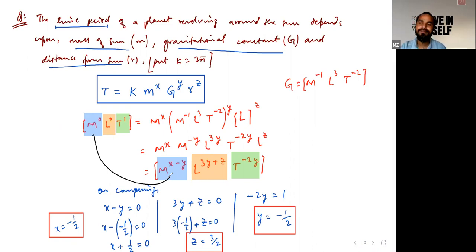Good, Umar. You are too intelligent. I've already mentioned it here. It is just capital G, and I have written the dimension here as well. Solve once again, Umar. Good.